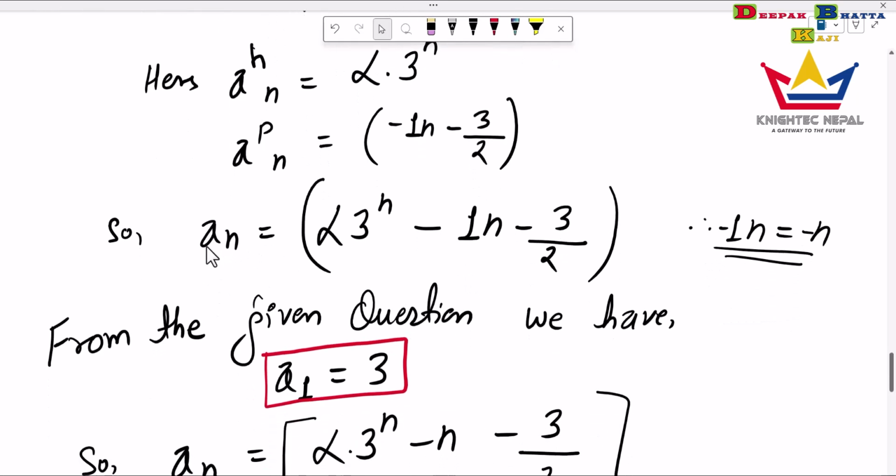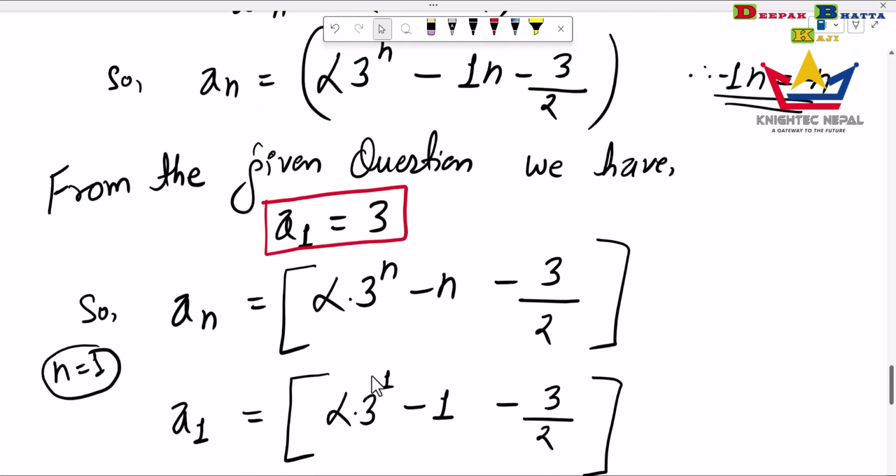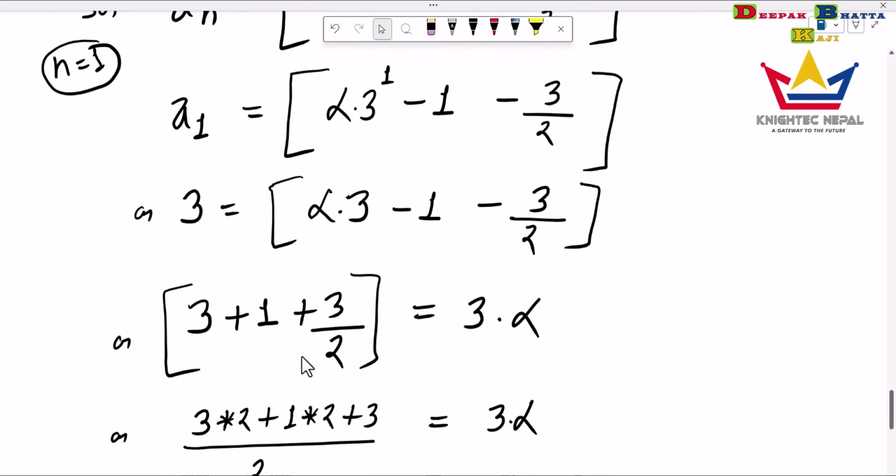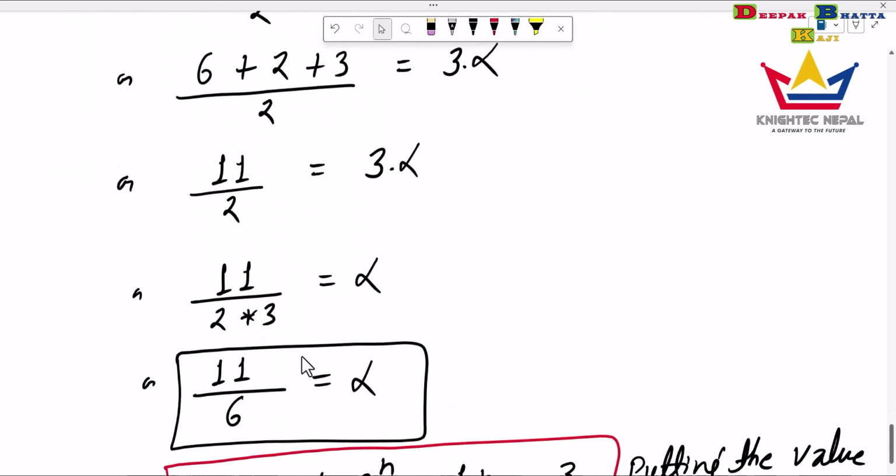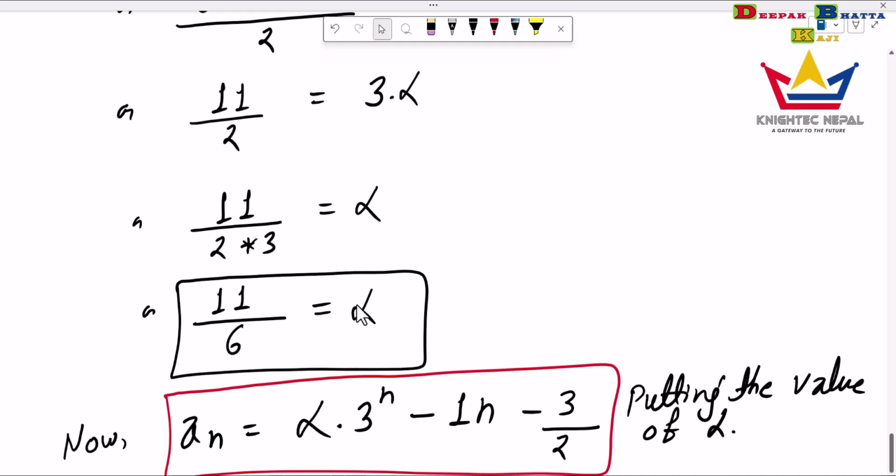From the given question, they ask a_1 equals 3. So we need to put n equals 1 and a_1 equals 3. After calculating, we get the alpha value. Again put the value of alpha in a_n equals alpha times 3^n minus n minus 3 divided by 2. So we get the final answer.